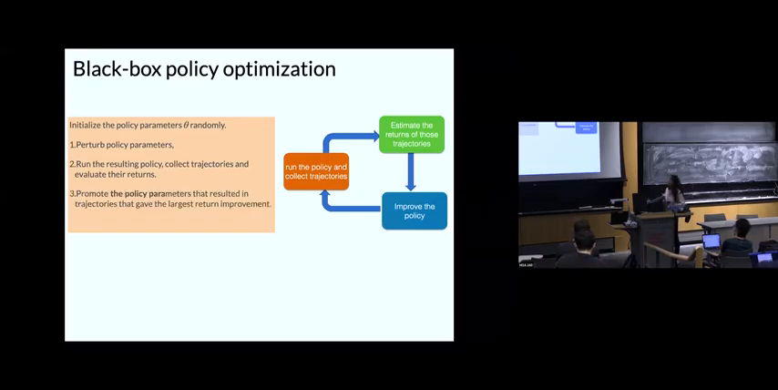And then we'll promote, essentially reinforce, the policy parameters that resulted in trajectories that gave the largest returns in expectation based on our samples. All right. Those perturbations that did well, we keep them. The perturbations that did badly, we forget them and discard them.